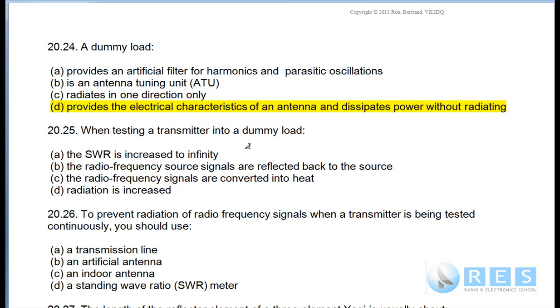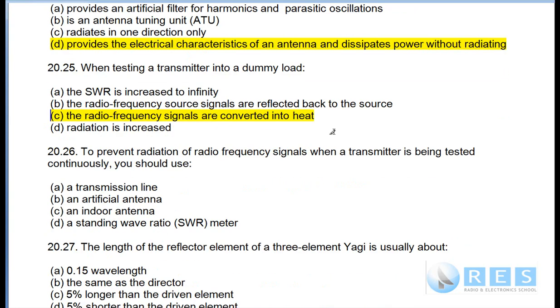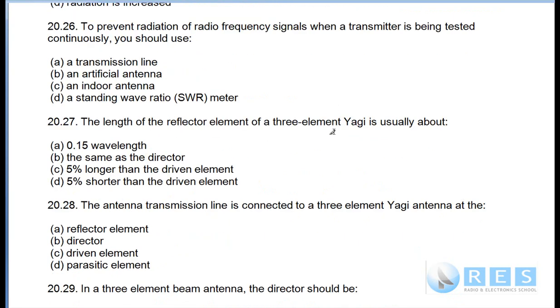When testing a transmitter into a dummy load, A is not right. B's not right. The radio frequency signals are converted to heat. The purpose of a dummy load is to absorb all the energy, turn it into heat, and not radiate, so that we can do tests without interfering with other operators. 20.26, to prevent radiation of radio signals when a transmitter is being tested continuously, you would use an artificial antenna, aka a dummy load.